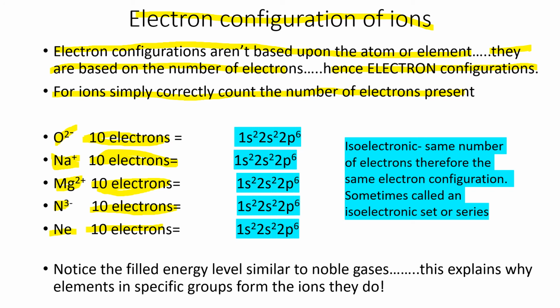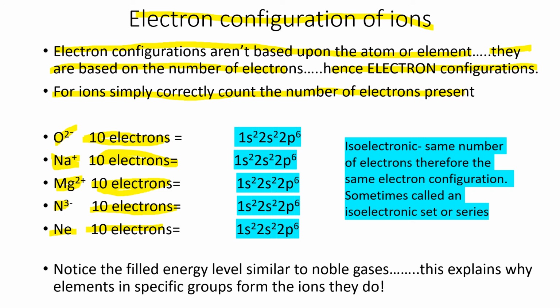Have a look at what's highlighted in blue here. Notice how all of these things, and these 5 things are very different: O2 minus, Na plus, Mg2 plus, N3 minus, a neutral neon atom. Very, very different. But they all have 10 electrons. As different as they are, the fact that they have 10 electrons means the electron configuration will be the same, because the electron configuration is based upon how many electrons you're dealing with. If you look at this, they're all the same.